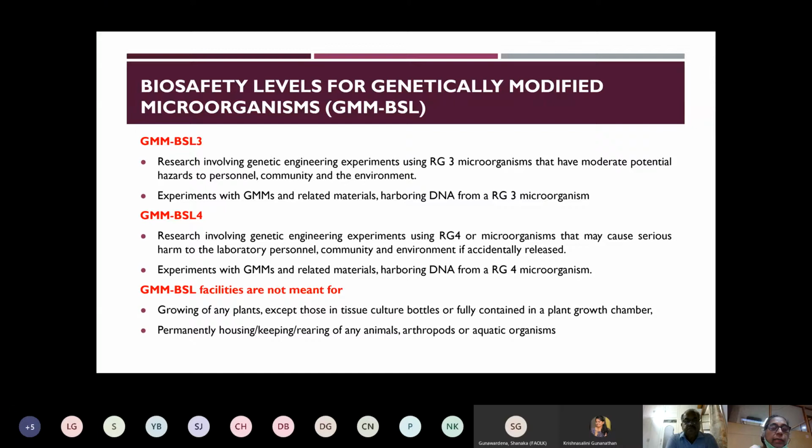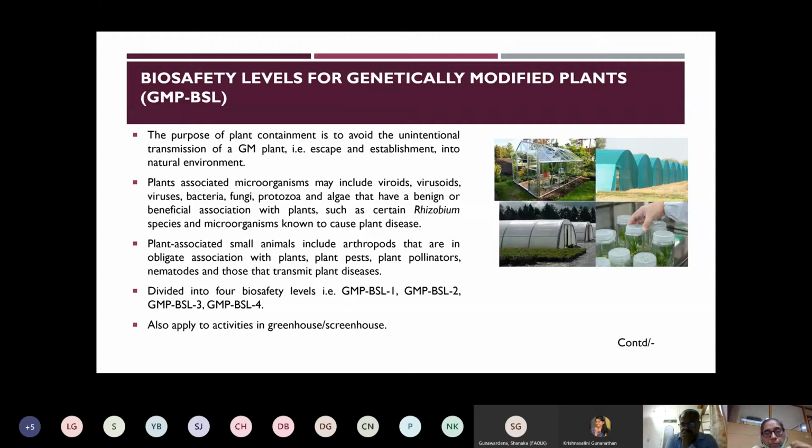So it doesn't mean it is a requirement for a plant can also be grown in that, or an animal can also be grown in that. So one has to keep in mind that everything is different for different categories of organisms. So it's not a general BSL1 or BSL4 where I can grow any of these things. The requirements for all types of organisms are very different.